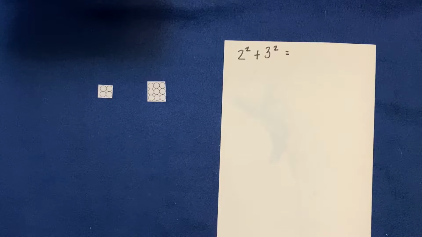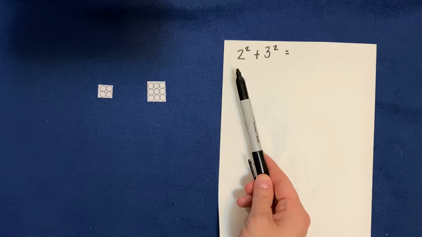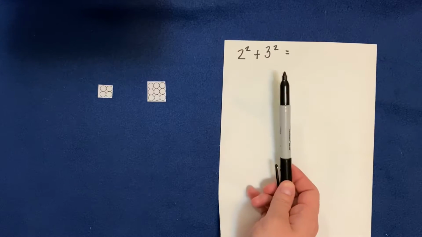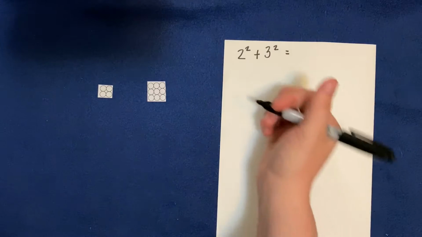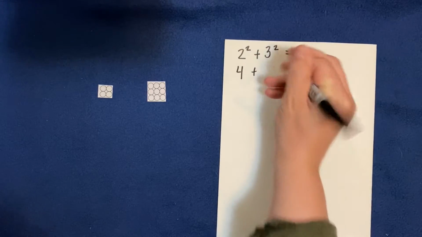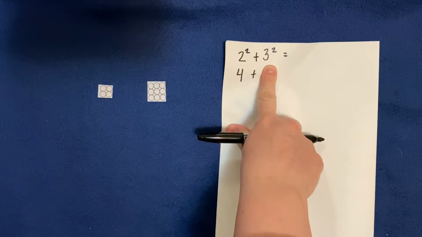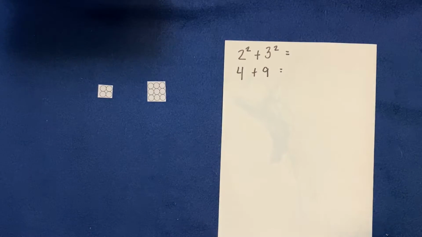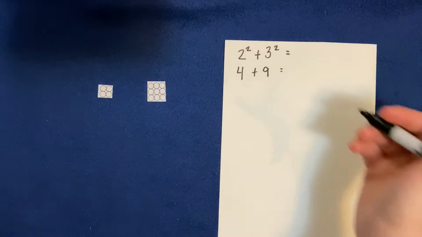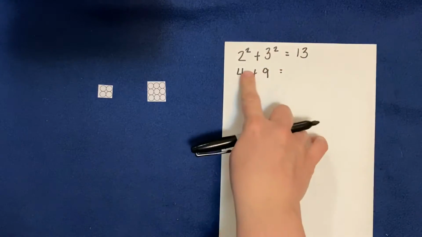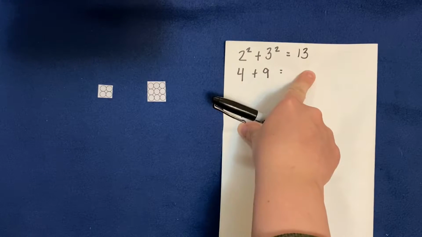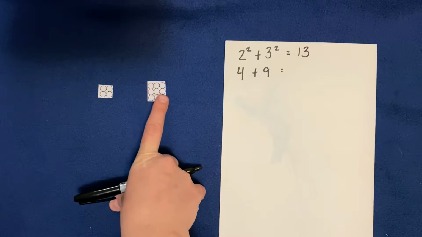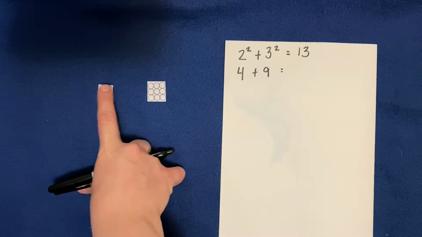So the first thing we have to ask ourselves is, what is 2 squared? You remember from notation of squares that 2 squared means 2 times 2. So what is 2 times 2? Well, that's 4. And we know that 3 squared means 3 times 3. So what is 3 times 3? Oh, that's 9. And then we would add those numbers together. What's 4 plus 9? Good, it's 13. So 2 squared plus 3 squared equals 13. And you can check yourself here by counting. 1, 2, 3, 4, 5, 6, 7, 8, 9, 10, 11, 12, 13.